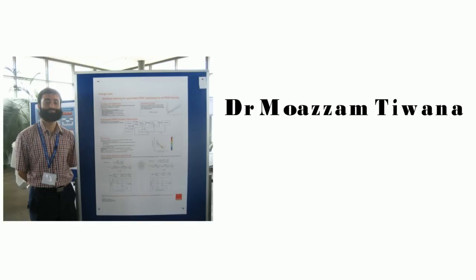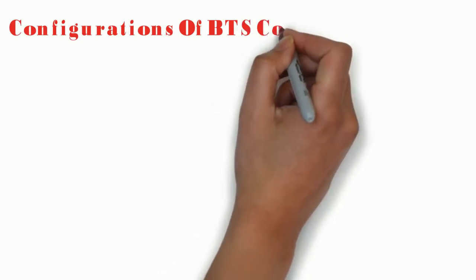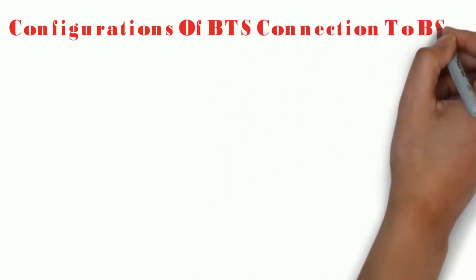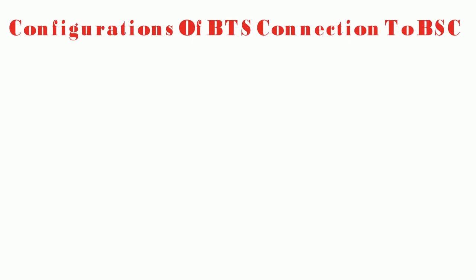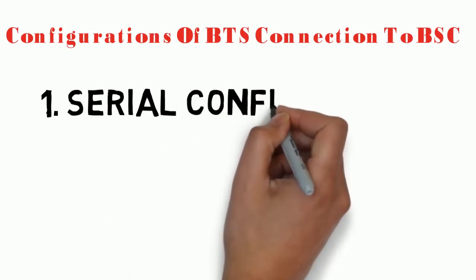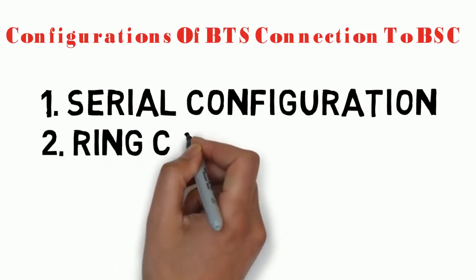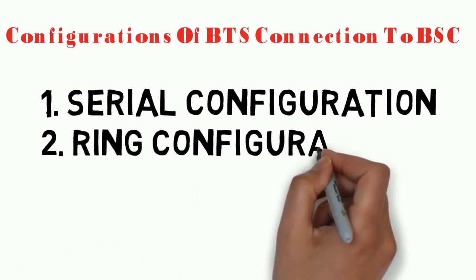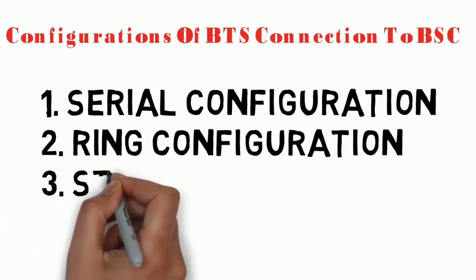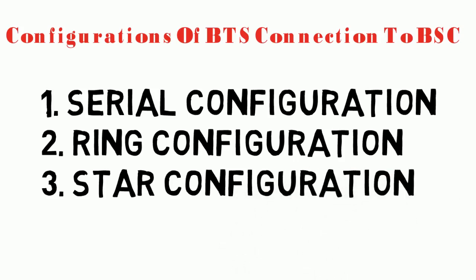Mozam Tewana here, and in today's class we are basically going to talk about the various configurations in which the base station is connected to the base station controller in the case of a GSM network. Now when we talk about the connections between the base stations and the BSCs, basically there are three possible types of configurations. One is the serial configuration, the second one is the ring configuration, and the third one is the star configuration. And each of these configurations has its certain advantages and disadvantages, as we will discuss later on.